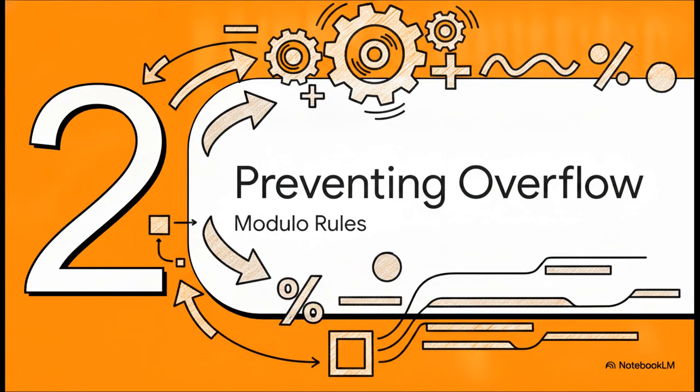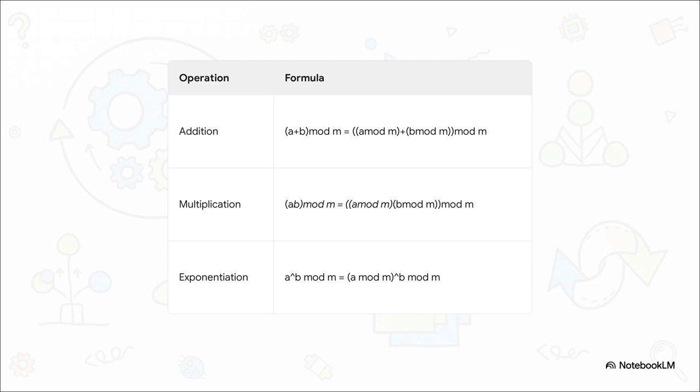Moving right along to section 2, modulo rules and preventing overflow. Now look at this. This is basically your ultimate cheat sheet for addition, multiplication, and exponentiation modulo. Notice a pattern here? We aren't just calculating A times B and then slapping a mod on the final result. No way. If we did that, the intermediate step might already trigger an overflow. Instead, you apply the mod to A. You apply it to B, you do your math, and then you mod the whole thing again. This mathematical property is absolutely your best friend. It guarantees that at absolutely no point in your code does any single variable get bigger than the modulus itself.